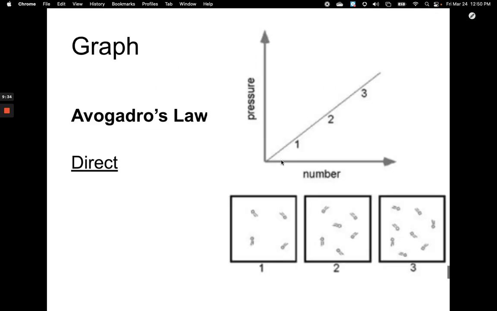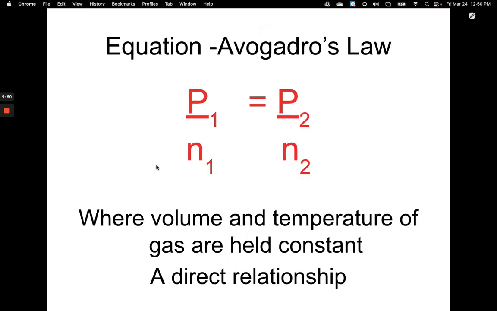Here's the graph. Again, if we look at the picture here, we've got fixed volume. If we start cramming more particles in there, well, then the pressure will increase. It gets more crowded, there are more collisions, and remember, that is what pressure is a measure of. It's a direct relationship. So here's the equation. A direct relationship. As one goes up, the other will also have to go up. And again, this is where the volume and temperature of the gas are held constant.